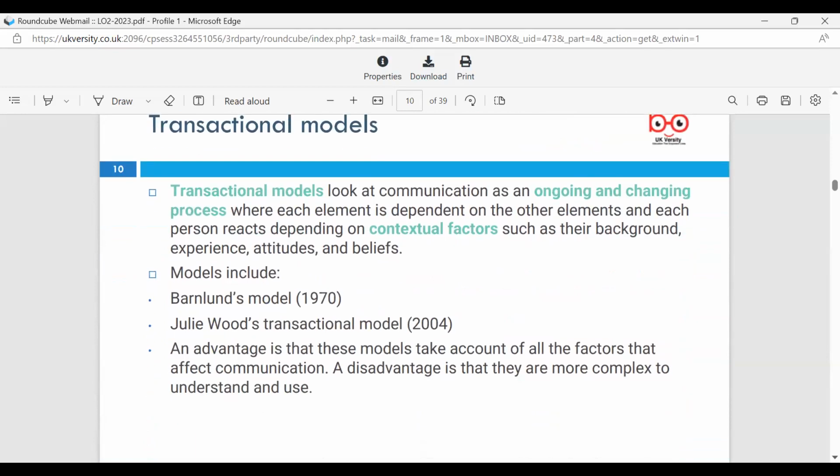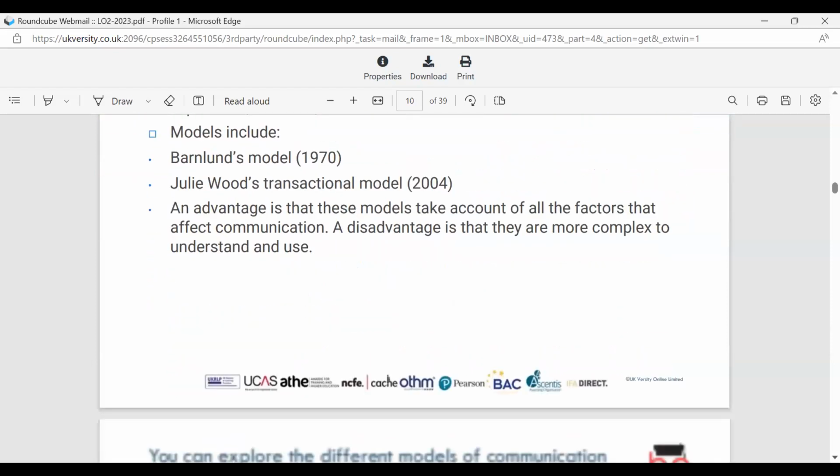The next one is transactional models, and these look at communication as an ongoing and changing process where each element is dependent on the other elements and each person reacts depending on contextual factors such as their background, experience, attitudes, and beliefs. Models include Barlund's Model 1970 and Julia Wood's Transactional Model 2004. An advantage is that these models take account of all factors that affect communication. A disadvantage is that they are more complex to understand and use.